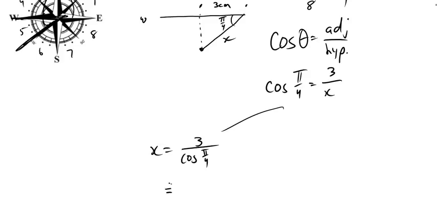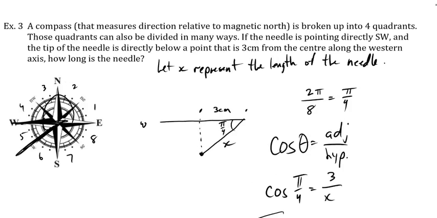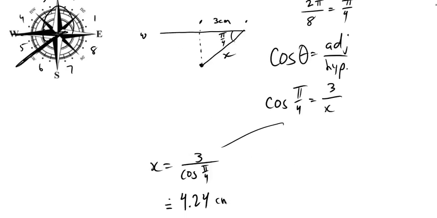Somebody tell me what they get. Caleb, what did you get? Nice. Anybody else confirm that? 4.24. What are we talking here? Centimeters? Anybody else get that? Yeah? Good. What's the other way we can do it?